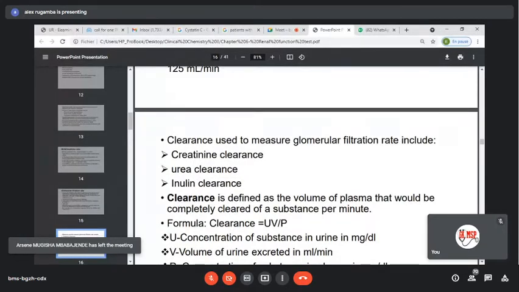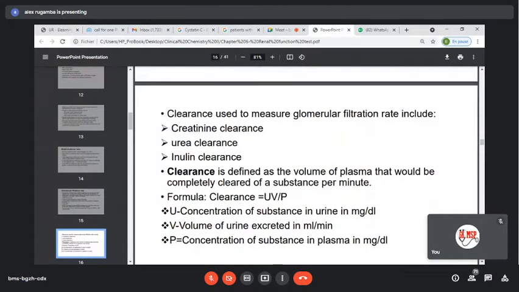So the clearances that are used for measuring this glomerular filtration rate are, of course, urea clearance and creatinine clearance. So you may ask the question, what is clearance? Clearance is the volume of plasma that would be completely cleared of a substance per minute. For example, the formula is urine concentration times urine volume divided by the concentration of the substance in plasma.